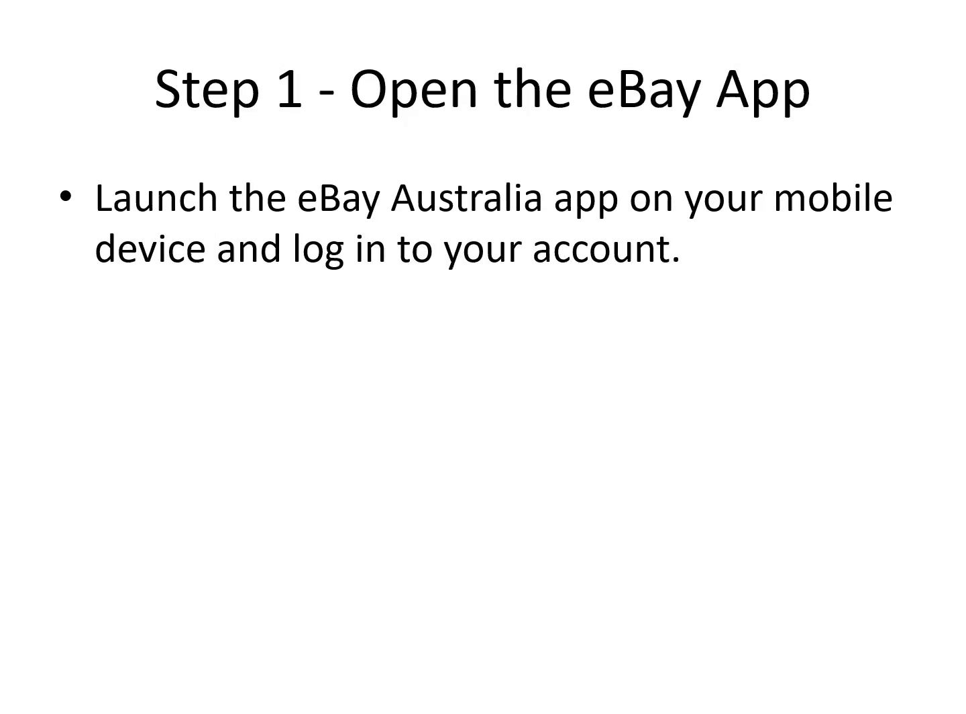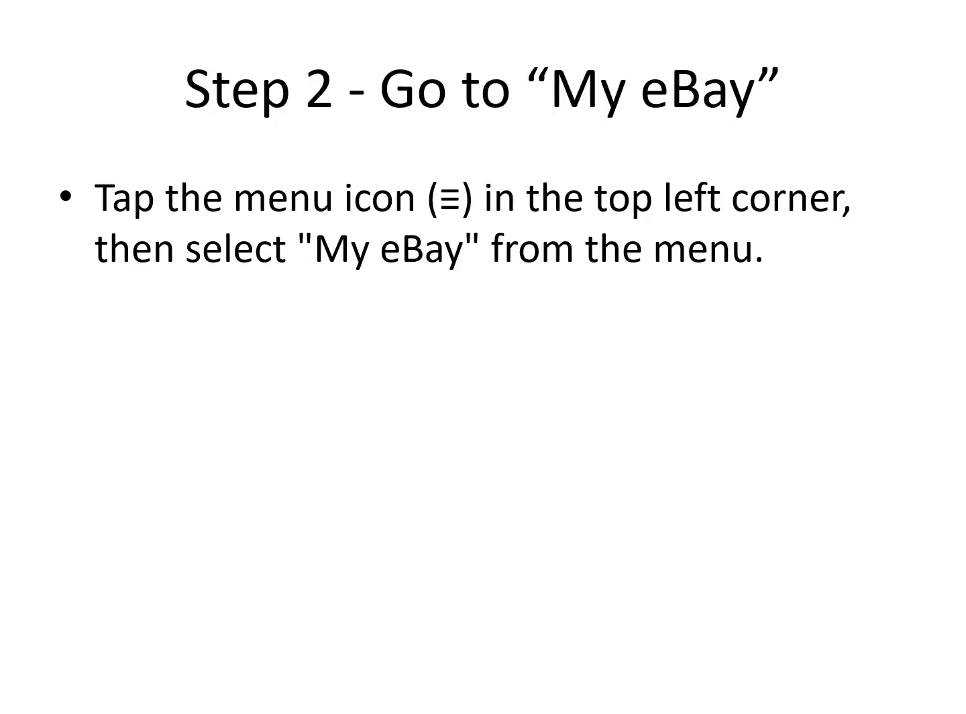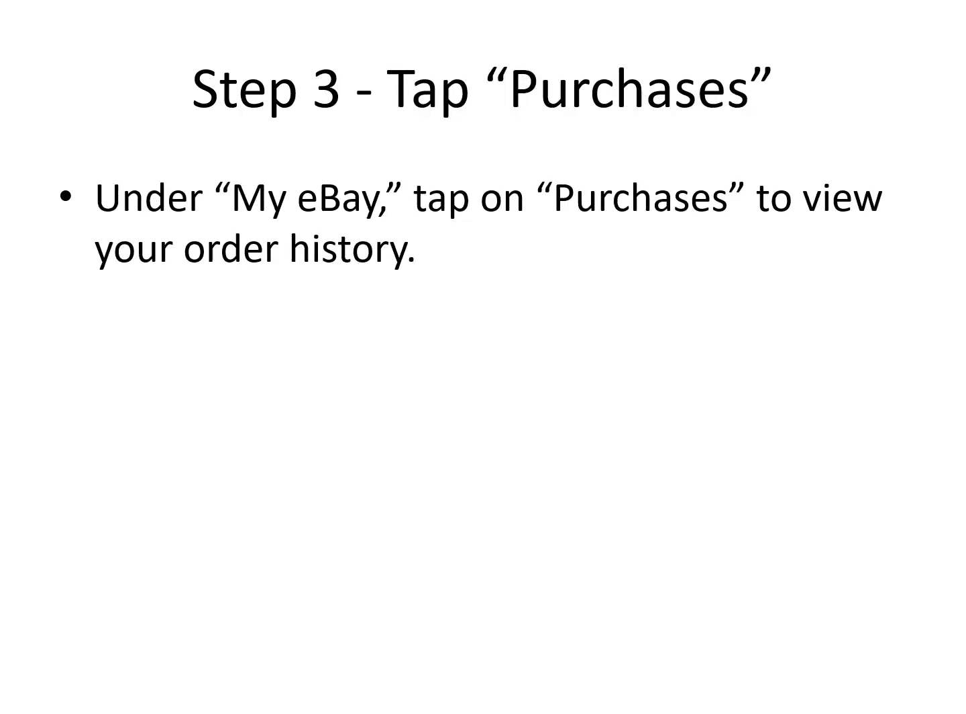First, open the eBay Australia app on your mobile device and make sure you're logged into your account. Next, tap the menu icon, usually found in the top left corner. From the menu option, select My eBay. In the My eBay section, tap on Purchases. This will show you a list of all the items you have recently bought.